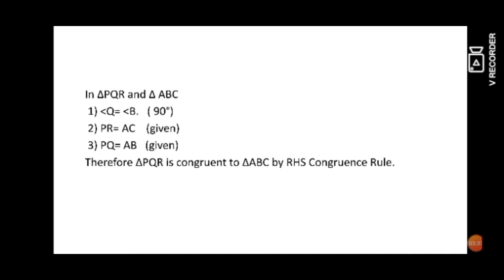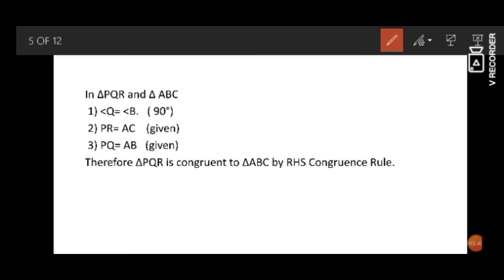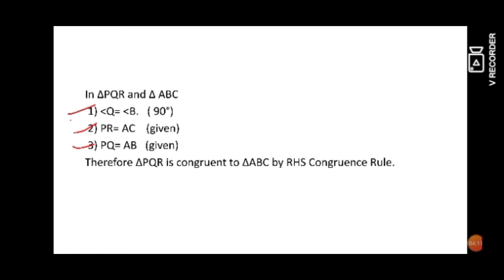R stands for 90 degrees. So first we are going to write number 1, that is angle Q is equal to angle B. Then we are going to do the hypotenuse according to the RHS. H stands for hypotenuse, so PR is equal to AC. And the third one is any side. Here I have taken the perpendicular, that is PQ and AB. So we can say the triangle PQR is congruent to triangle ABC by the RHS congruence rule.